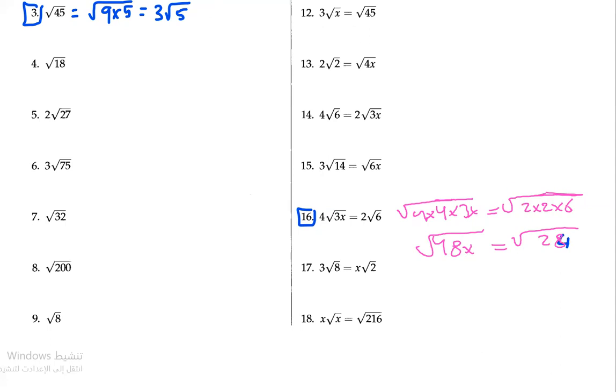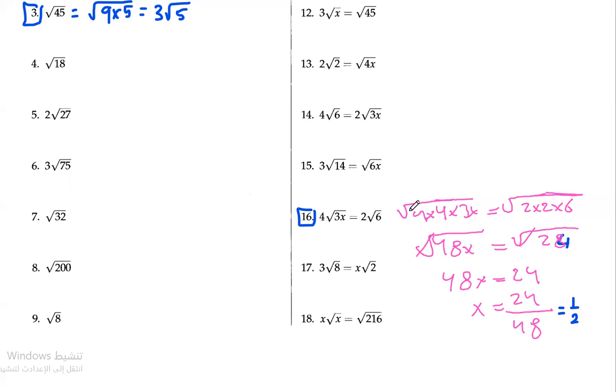And since both of them are under the square root, we could delete that, and so it's going to be 48x equals 24, and so x equals 24 divided by 48, right? Right. And that will give us, just a second, I'll divide it. Equals 1/2, because 24 is half of 48, so it is 1/2.